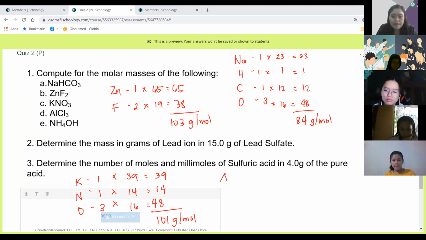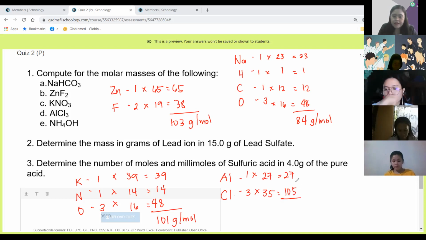Now for letter D, aluminum chloride. So you have aluminum and chlorine only. 1 atom for aluminum while 3 atoms for chlorine. So aluminum, let me check, this is 27. Am I right? Yes. Okay, so this is 27 and this is 35. So this is 105. So 105 plus 27 is 132 grams per mole. So that is for letter D, 132 grams per mole.